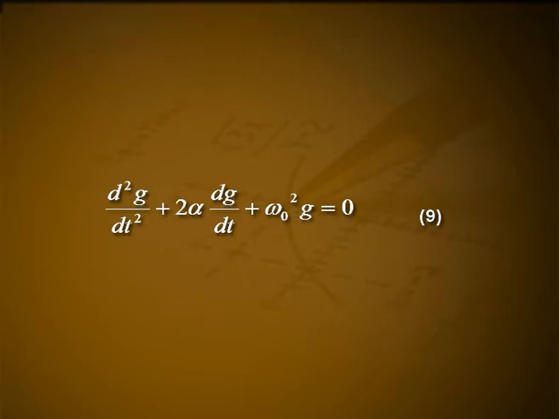Then, for t greater than or equal to 0, g of t satisfies the second order linear homogeneous equation d square g by dt square plus 2 alpha into dg by dt plus omega naught square into g is equal to 0. This equation has positive coefficients. Hence, g of t approaches 0 as t approaches infinity. Thus, our model certainly conforms to reality in predicting that the blood glucose concentration tends to return eventually to its optimal concentration.